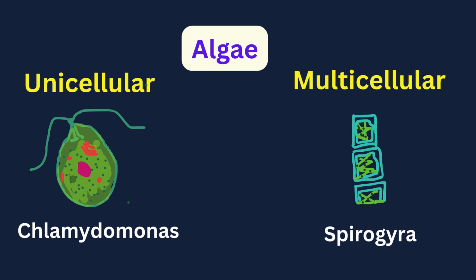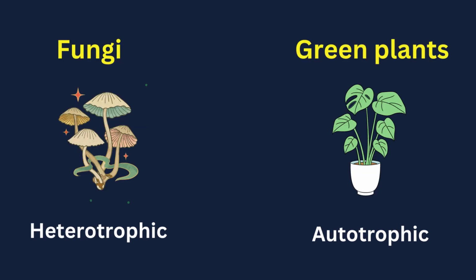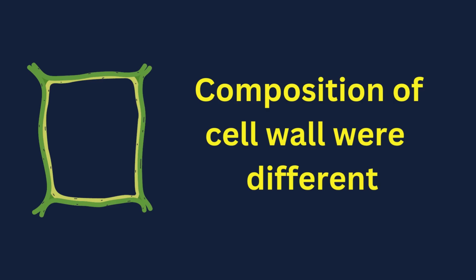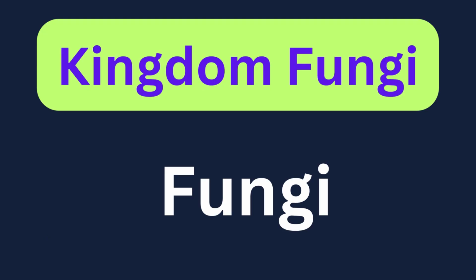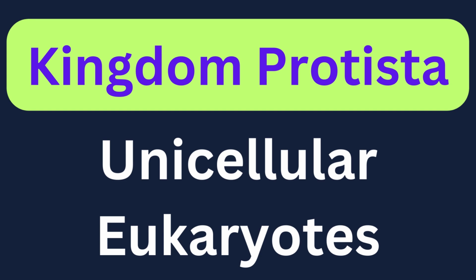The classification did not differentiate between the heterotrophic group, fungi, and autotrophic green plants, though they also showed a characteristic difference in their wall composition. The fungi had chitin in their walls, while the green plants had a cellulosic cell wall. When such characteristics were considered, the fungi were placed in a separate kingdom, kingdom Fungi. All prokaryotic organisms were grouped together under kingdom Monera, and the unicellular eukaryotic organisms were placed in kingdom Protista.